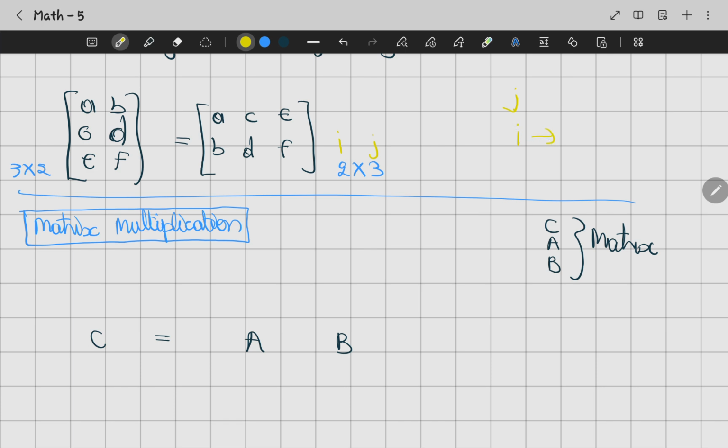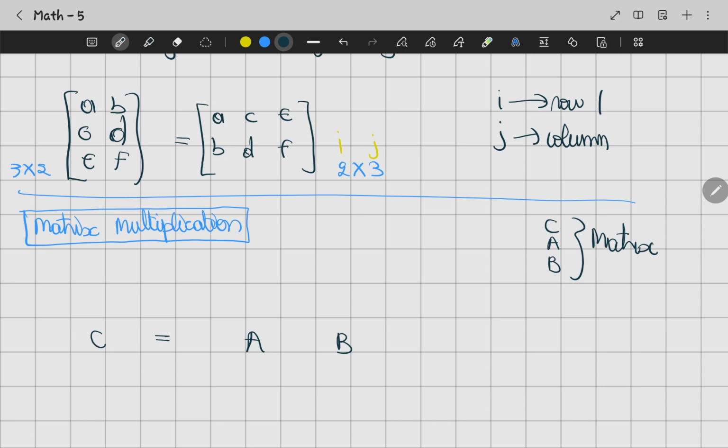So I say that this is, actually I just swap them around. Let me just correct this. So I and j, this is row and column.